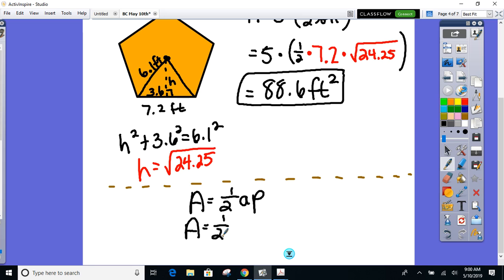Okay, what was the apothem length we found? Square root of 24.25. And how do you find the perimeter of this polygon? 7.2 times 5, which ends up being 36. If you do that real quick in your calculator, you'll find out it's 88.6. So it's whatever you feel comfortable doing.